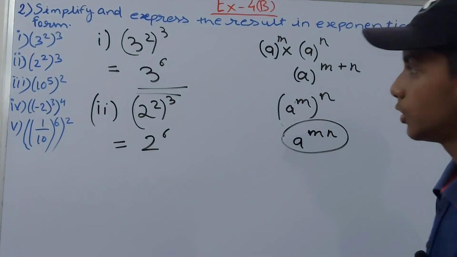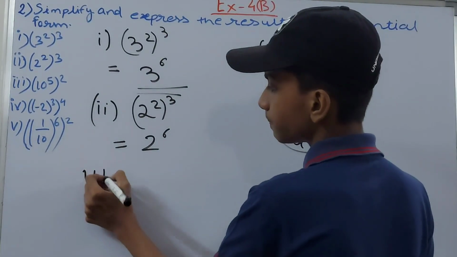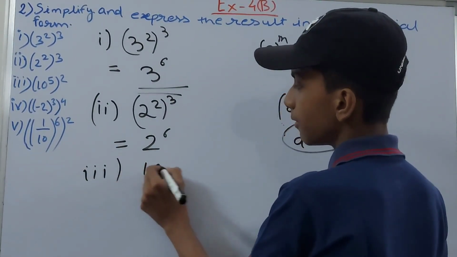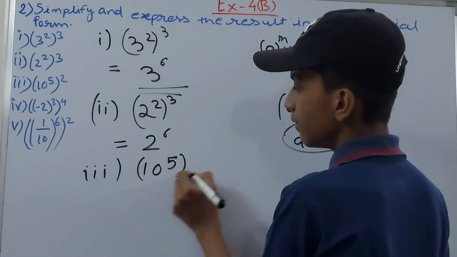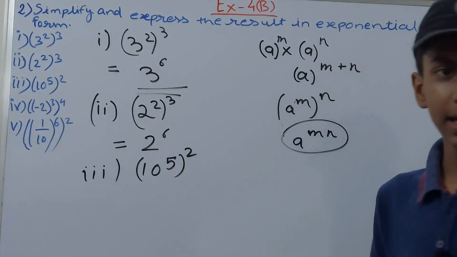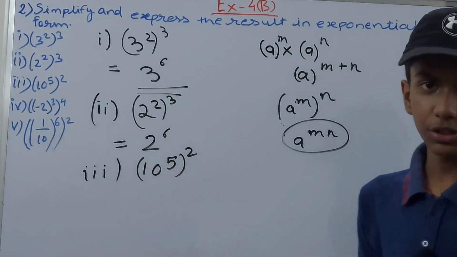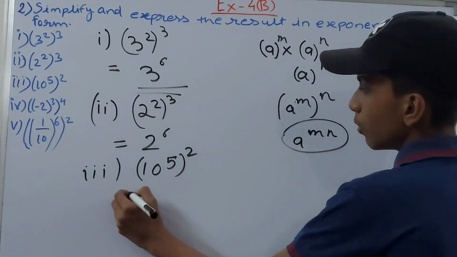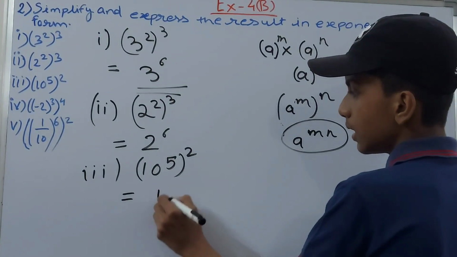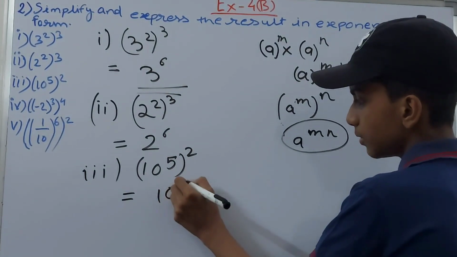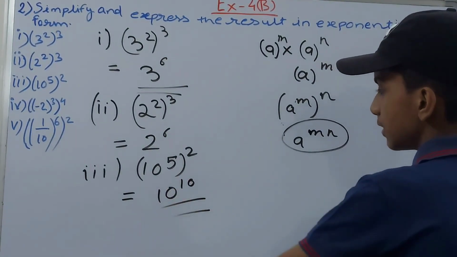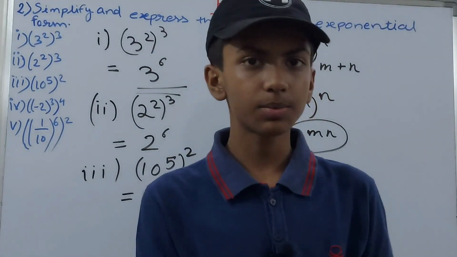Alright, then the third one of this question is, we've got 10 to the power 5, and we've got 2 as another power. Again multiply these two powers and remove the brackets and write the number, just simple as that. So 10 to the power, and 5 into 2 is 10, so 10 to the power 10. This becomes our answer. Now let's move on to the next part.